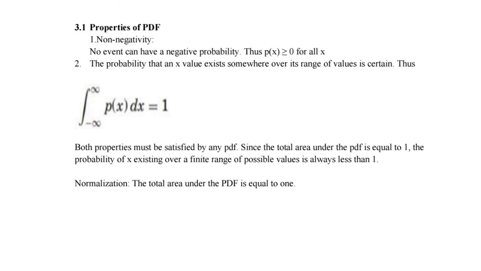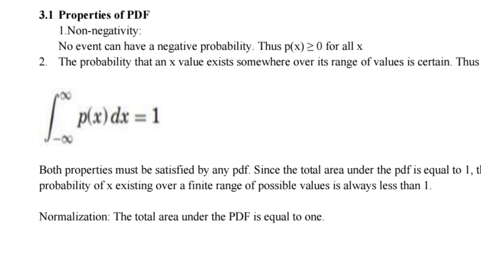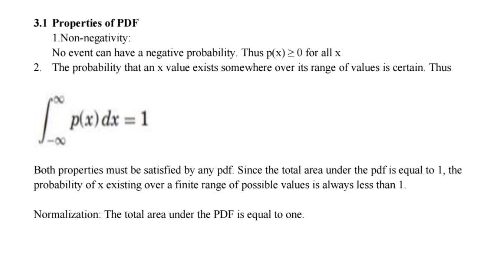Now the very important thing is the properties of the PDF. The first thing is non-negativity. Here no event can have a negative probability. That means p(x) is greater than or equal to 0 for all x. So non-negativity: no event can have a negative probability, thus p(x) is greater than or equal to 0. So the probability that x lies somewhere over the range of values is equal to unity.